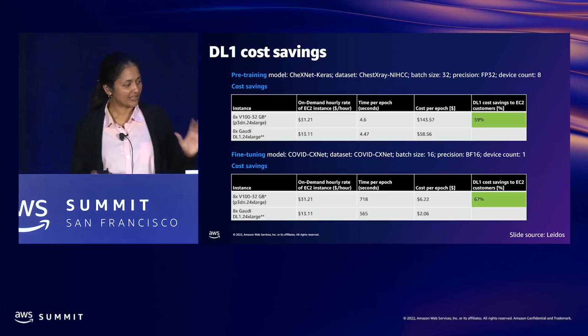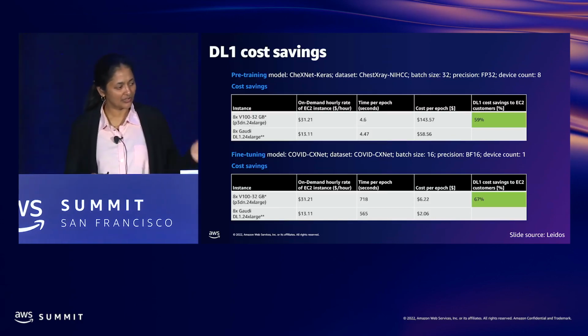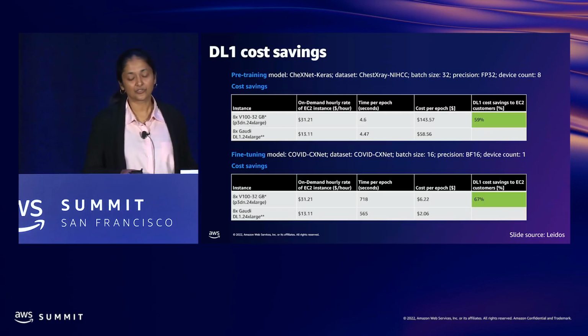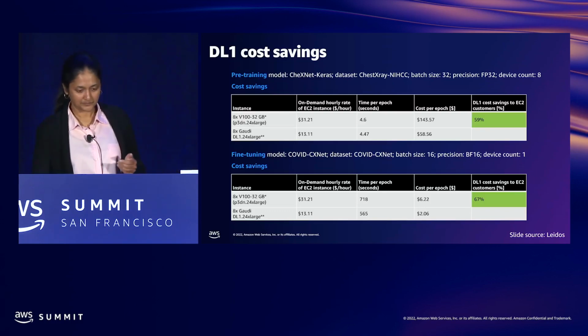So you can see the specific numbers in terms of the cost for the instance, the time per epoch, and the cost to train, and how we calculated the results in terms of the cost savings from switching to DL1.